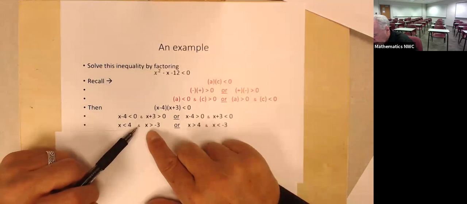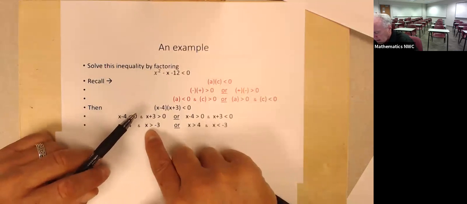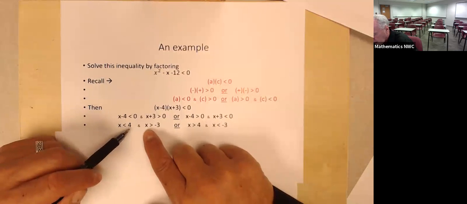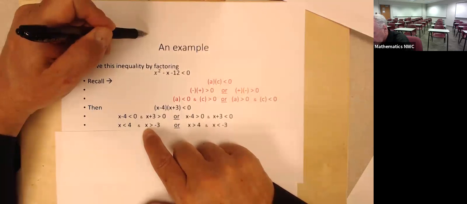Here again is that word and. I want the points that are in both. Okay? Again, if you don't see it, because it is kind of tough, but watch what I'm going to do. I'm going to graph it up here once.